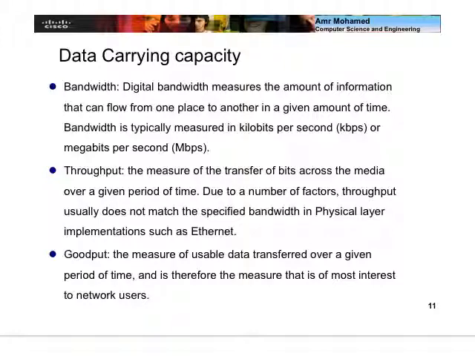It's usually measured as kilobits per second or megabits per second and so on. Okay? So for example, like 10 base T Ethernet. 10 base T has a theoretical bandwidth of 10 megabits per second. 100 base T has a theoretical bandwidth of 100 megabits per second. So what does that mean? This means that the actual bits that you can transfer over the Ethernet is 100 megabits per second.